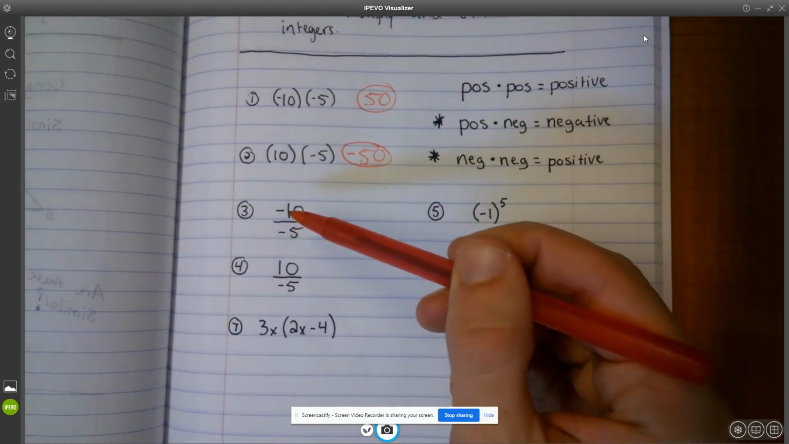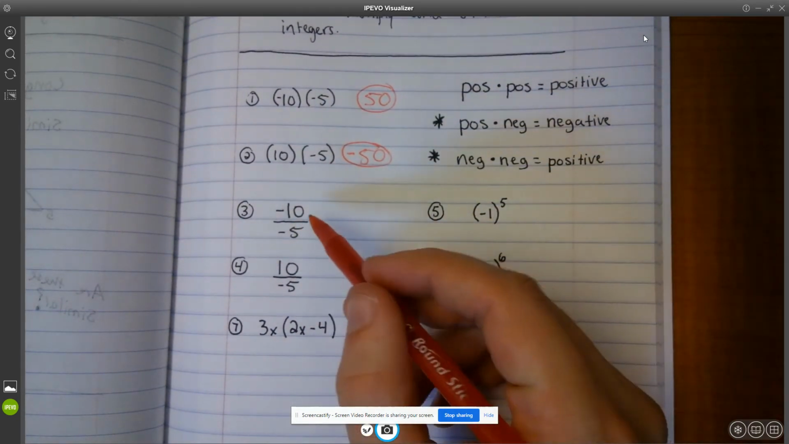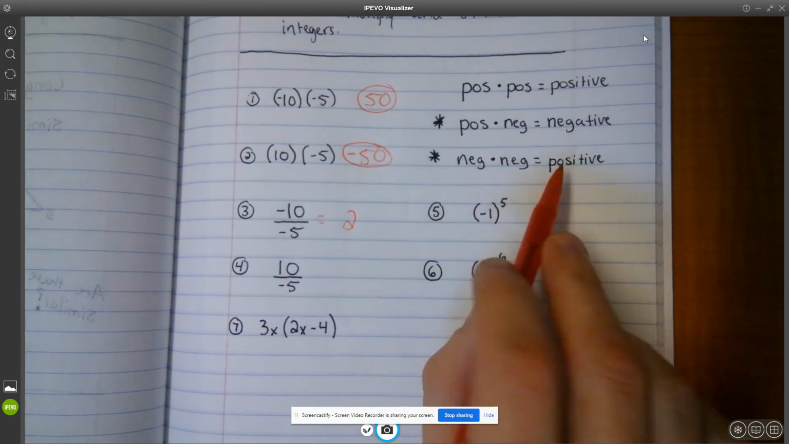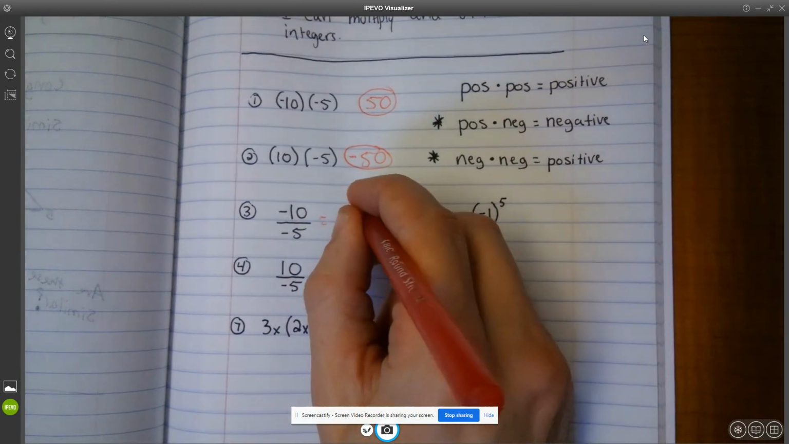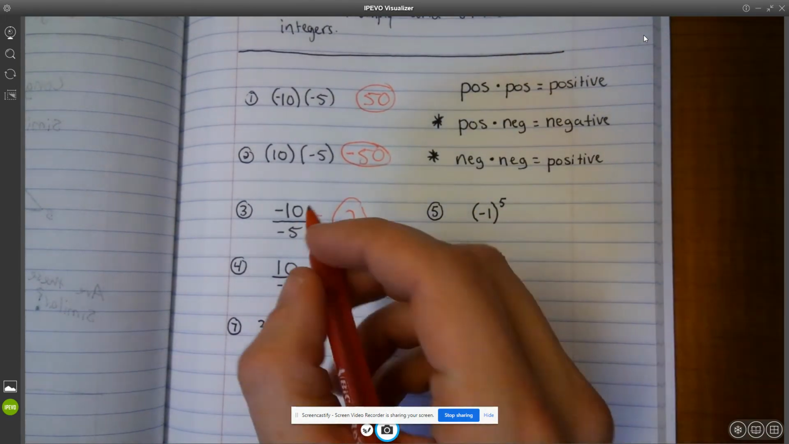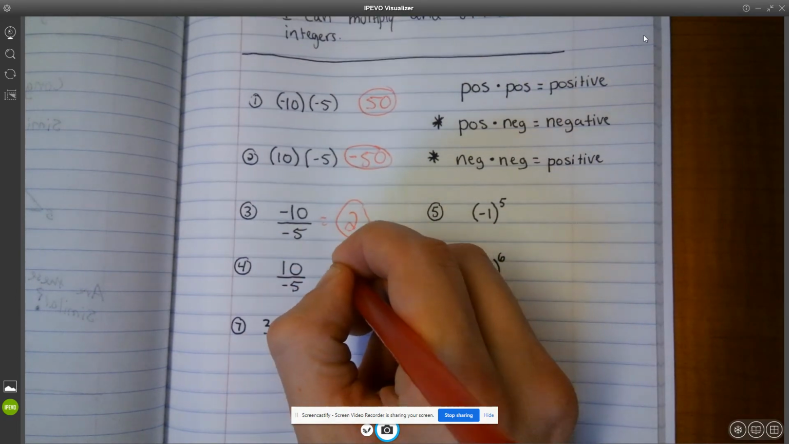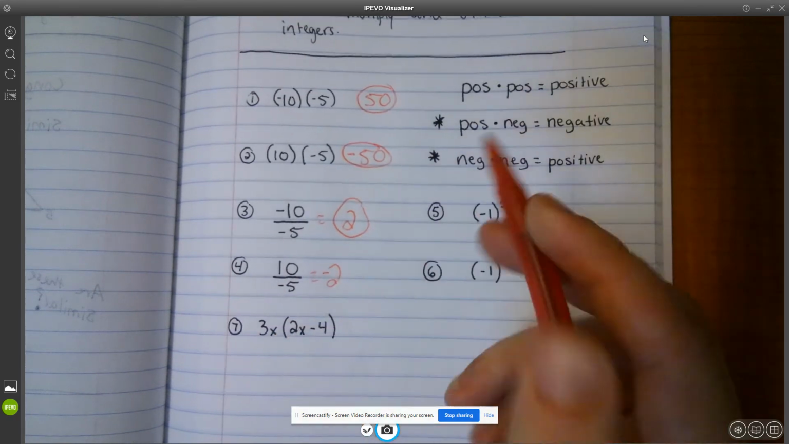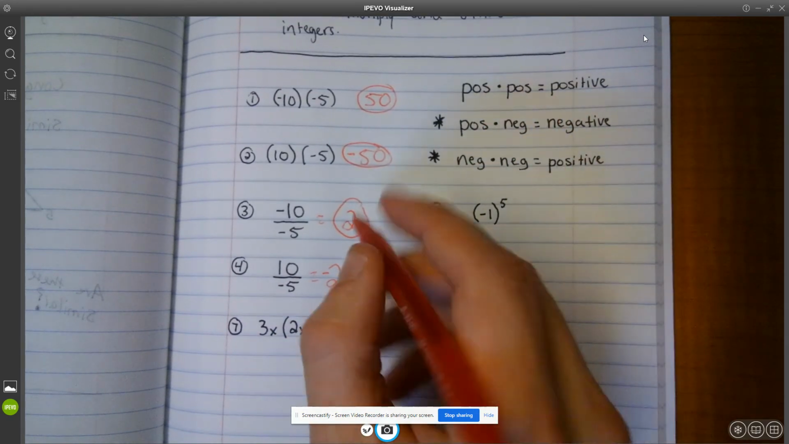10 divided by 5, again, we don't got to worry about those negatives quite yet. 10 divided by 5 is 2. Two negatives are going to cancel each other out, so we're left with just positive 2. Positive 10 divided by negative 5 is going to be negative 2, because one positive, one negative gives us a negative.